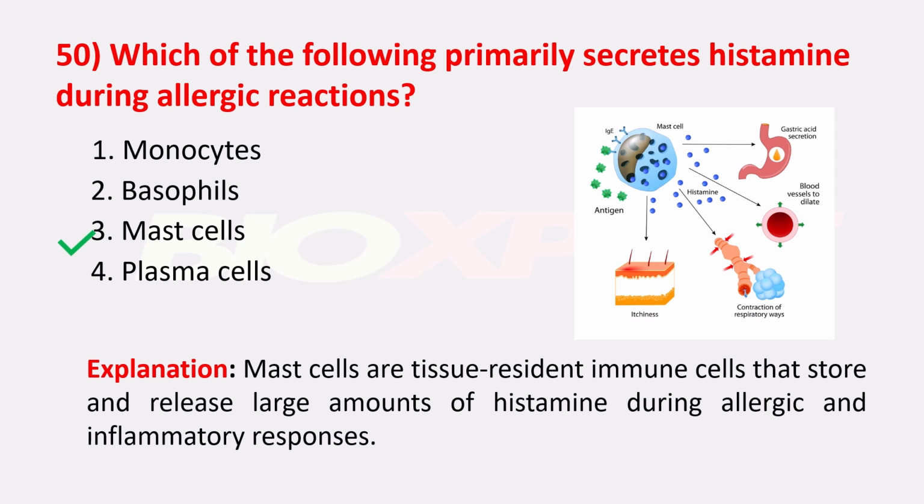Which of the following primarily secretes histamine during allergic reactions? Mast cells. Mast cells are tissue-resident immune cells that store and release large amounts of histamine during allergic and inflammatory responses.